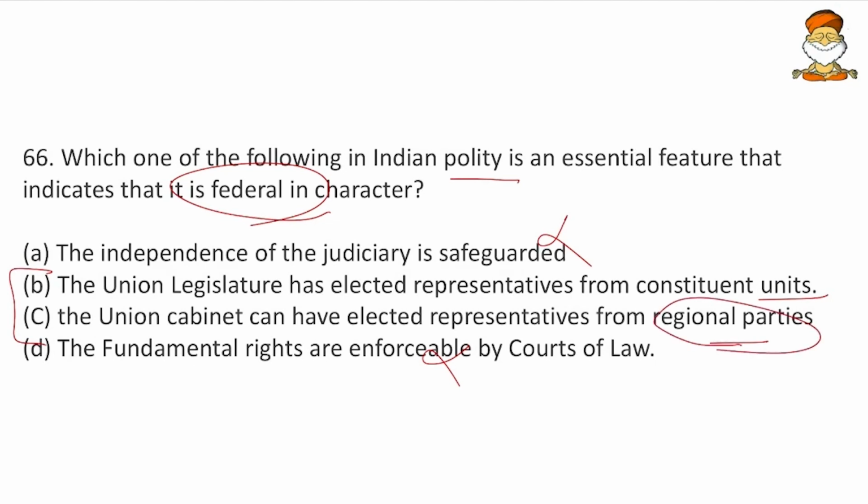As we have already discussed, if a cabinet is willing to take a regional party person into its cabinet, that means they are willing to listen to the state's voice. That means there is a good center-state relation, and a good federalism thrives only when there is a good center-state relation. Thereby C will be the correct option.